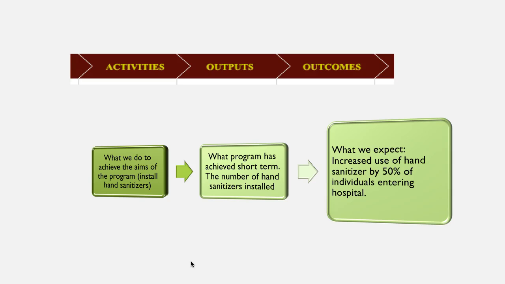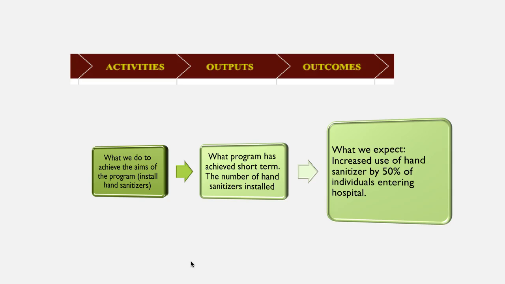Our output is what the program has achieved in the short term, or if we're developing the program, it could be what we expect to do in terms of outputs. So this one may be the number of hand sanitizers installed. We may have an output to install a hand sanitizer at each entryway into the hospital.